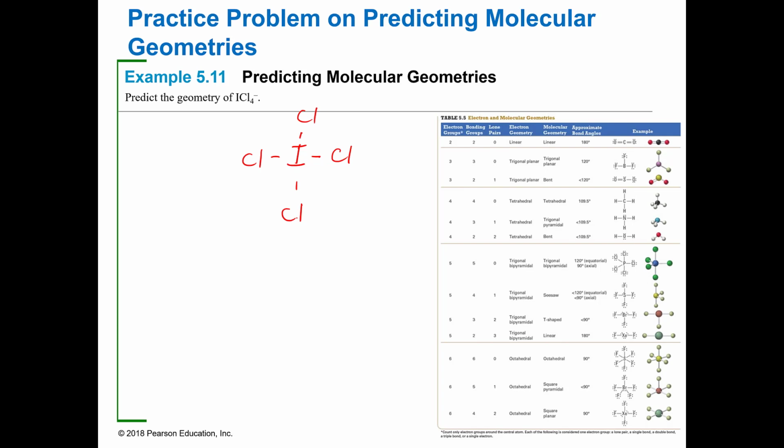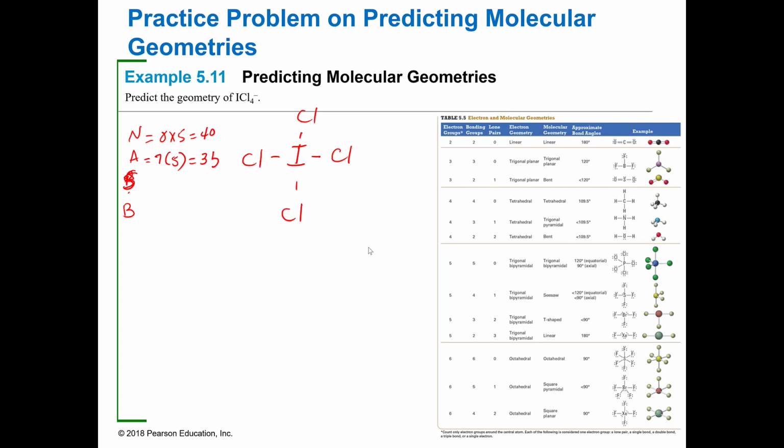ICl4 minus. That's a weirdo, isn't it? All right. And then to see what the actual Lewis structure is, I'm going to do the NASB. You know how to do these now, so I'm not going to go through all the steps. So 8 times 5 is 40, and then 7 times 5, because all of them are in group 7, is 35, right?